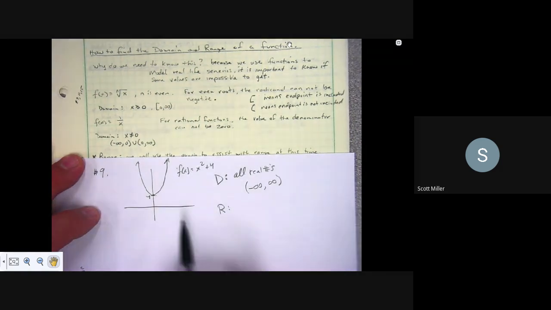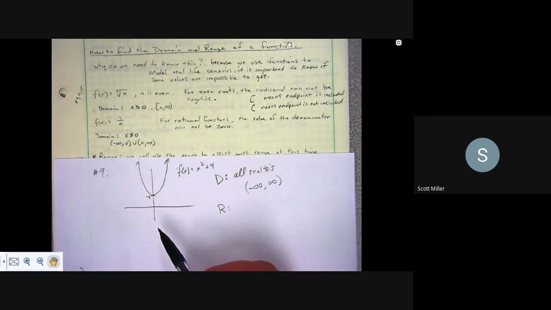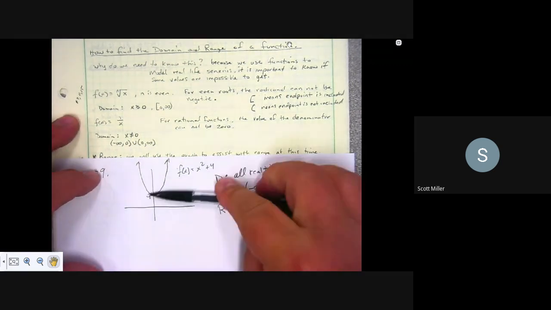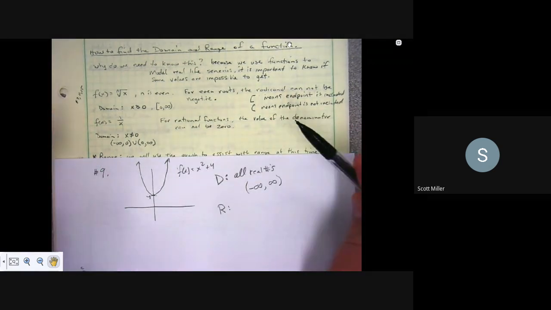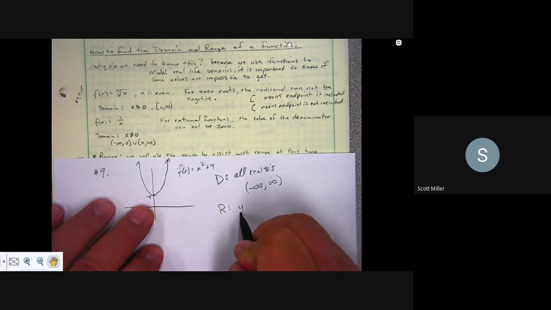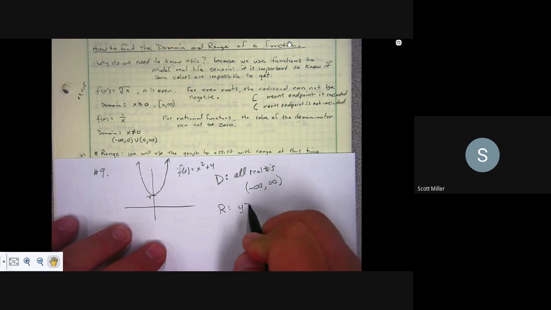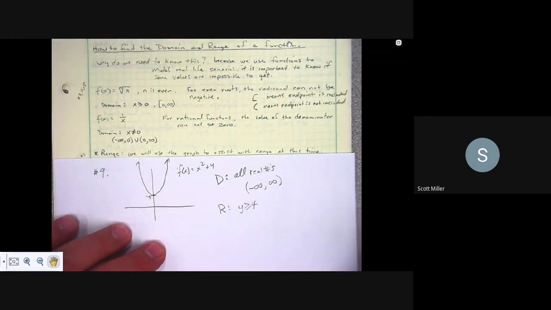No. Is the graph at the 0? No. In fact, it's not even in some of the positives. The lowest positive value that it is associated with, we can see right here, is at 4. And then from this point onward, going up in a positive direction is where the graph is at. So the range is all the y values starting at 4, so 4 is included, and going up. So it'd be all the y's greater than or equal to 4. That's how you can display the range.